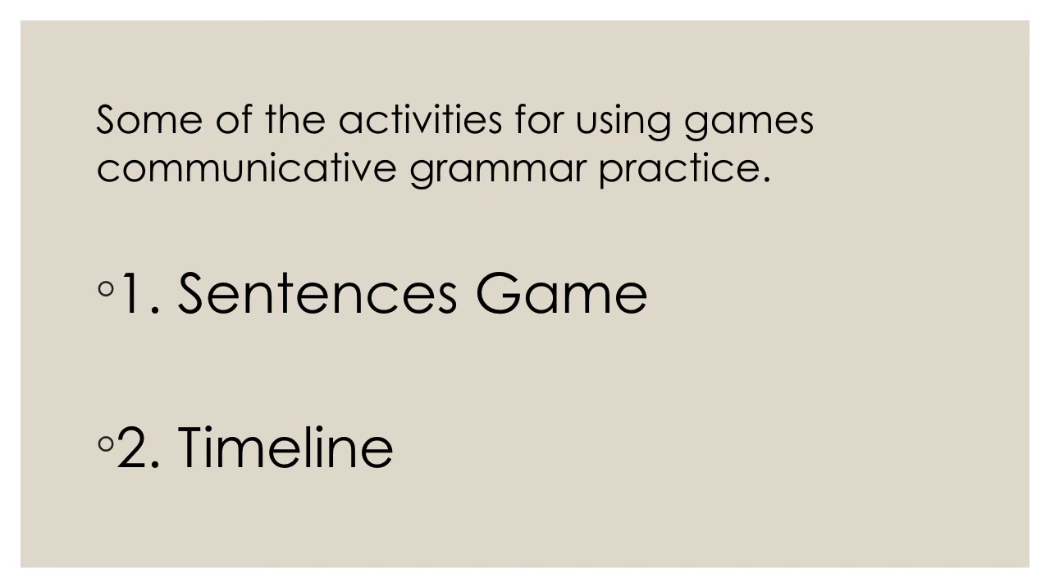Some of the activities for using games in communicative grammar practice are the following. We could use a sentence game, or maybe a timeline. For the sentence game, this is how it works. Using five cards, make sentences in several ways. It is a game of 54 cards divided into four categories, so you can have adjective, noun, verb, and conjunction. Each card has a color code to help you organize the cards according to parts of speech. You have to make sentences by using more than two adjectives for one or two nouns.